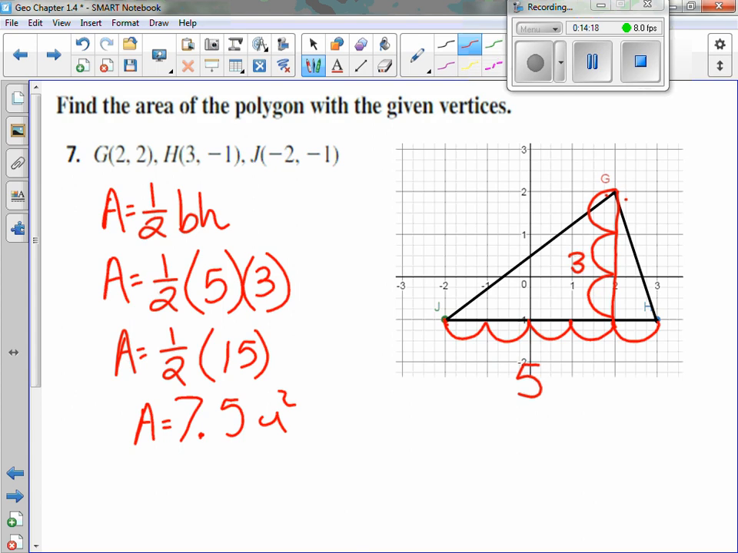I don't think that they're going to ask you to put the units, but it is units squared if they're not given. Any questions on any of this here? Are we good with this so far? Yes? Ready for the next one.